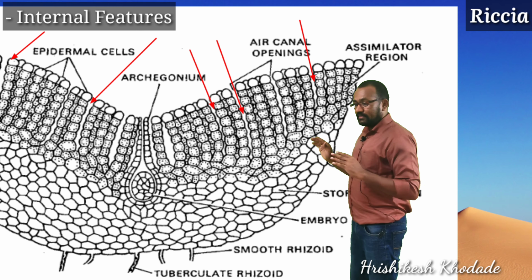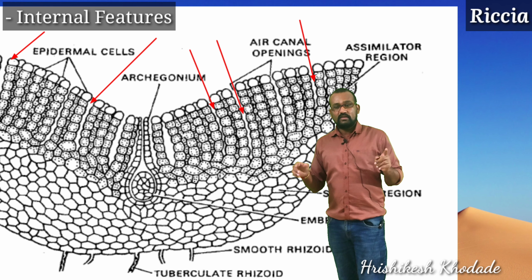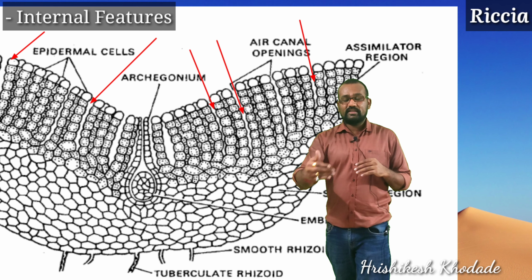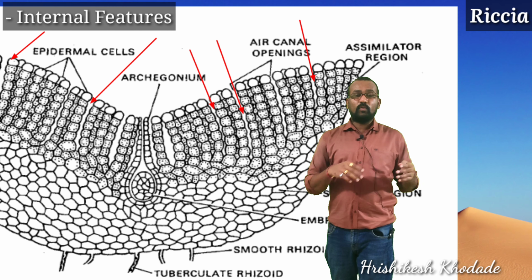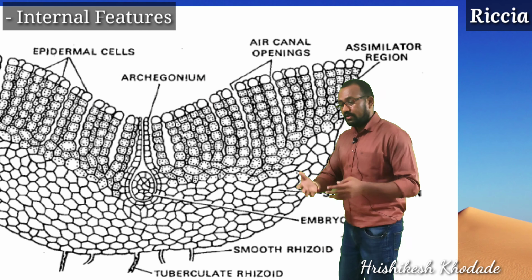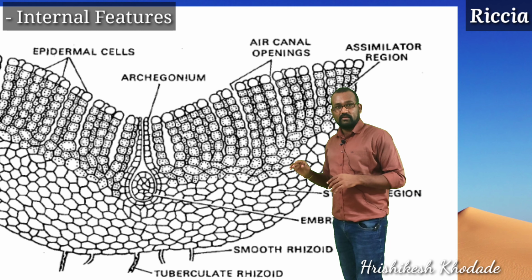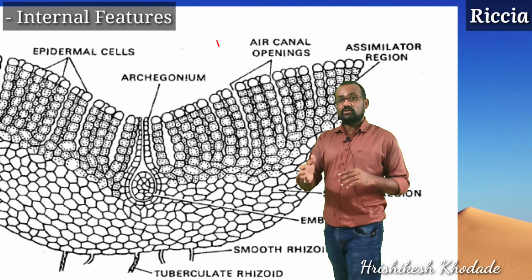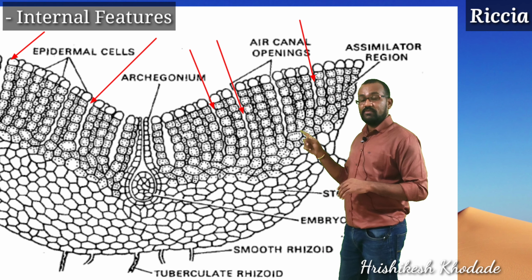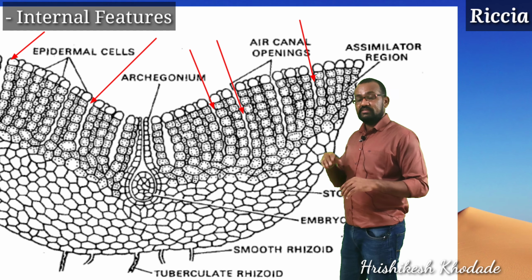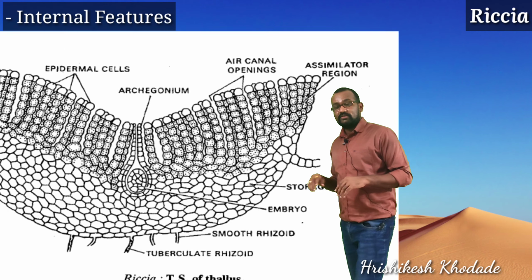But you have to remember that Riccia are of two types. Some are living in the terrestrial region, meaning on the land, and some are living directly inside the water. The Riccia which live in the water show no air spaces, and the Riccia which live on the land show such air cavities. The TS diagram shows the Riccia which is living on land, in the terrestrial habitat. Okay, what are these air pores doing here?